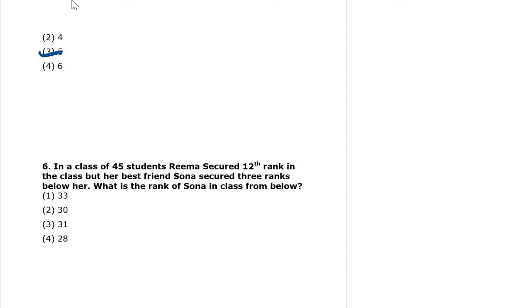In a class of 45 students, Reema secured 12th rank. So total how many students? Total 45 students. Okay. Total 45 students. Reema got, so 1, 2, like that it's going on. Reema got 12th rank. Okay. Her friend Sona got 3 below, means 15th rank. Okay. From the below, what is the rank of Sona? That is the question. So total is 45.